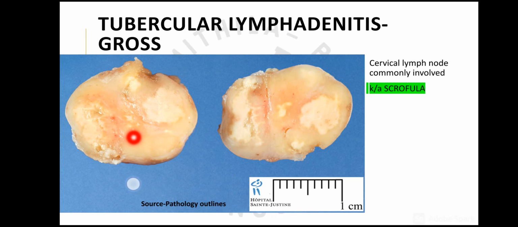Then the examiner will ask you what is your diagnosis, then you can say my probable diagnosis is tuberculosis, tubercular lymph node.